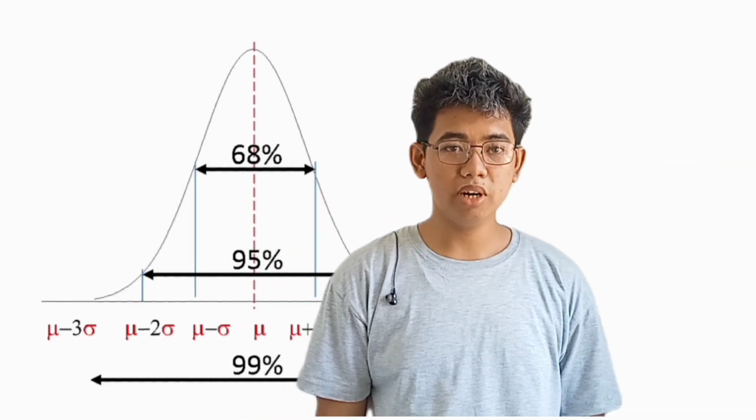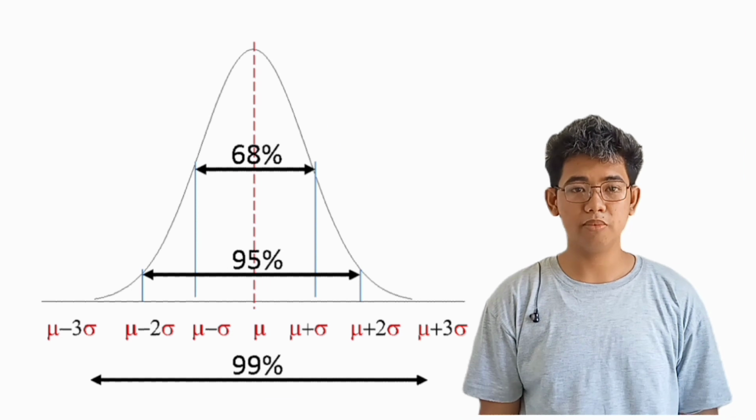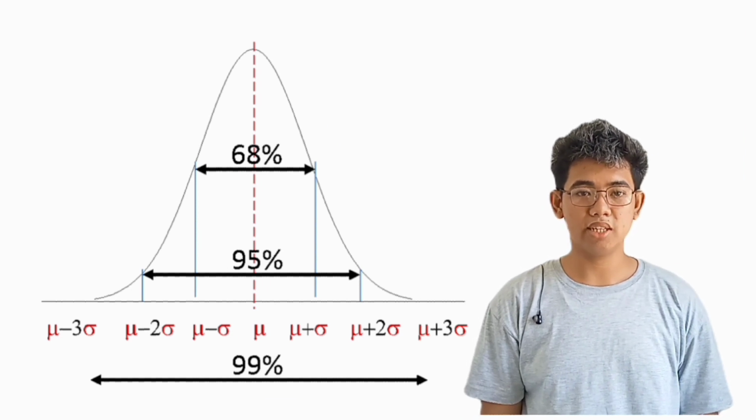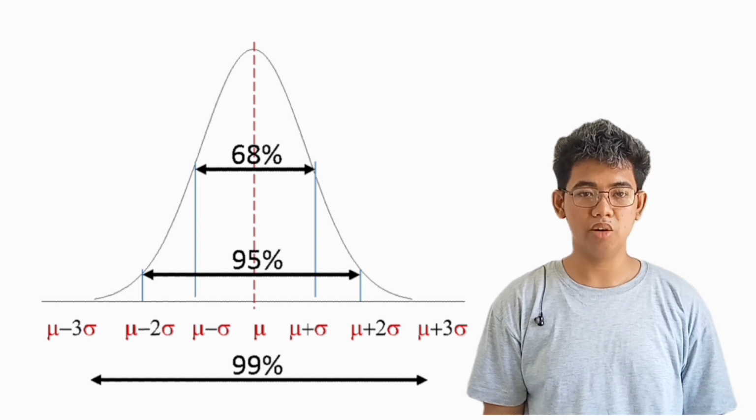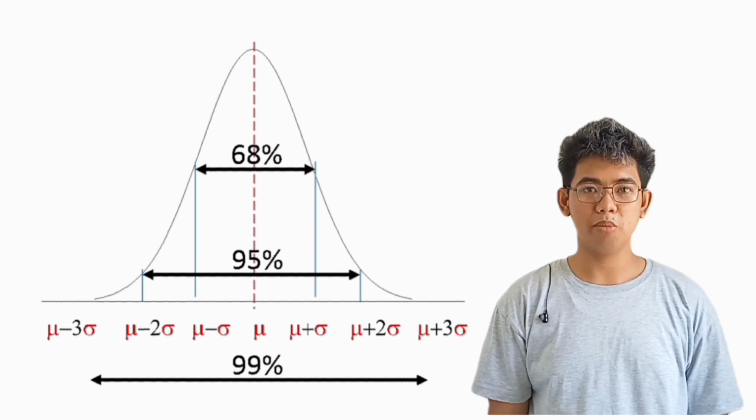Standardization. Values of a normal distribution can be standardized by subtracting the mean and dividing by the standard deviation. This creates a new distribution with a mean of 0 and a standard deviation of 1, known as the standard normal distribution.